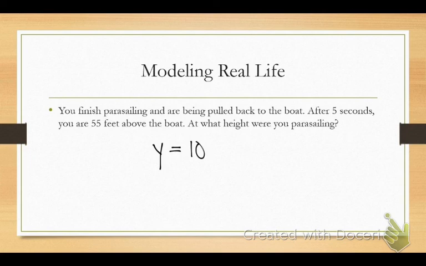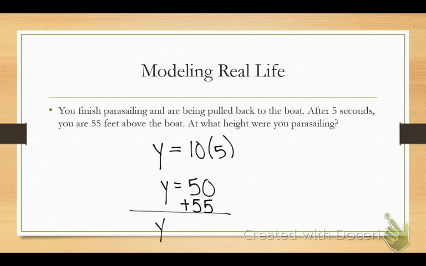And 5 seconds have passed. Okay, so I would just multiply. If 5 seconds have passed and it's dropping 10 feet per second, it has dropped 50 feet. Okay, but you are still 55 feet above the boat. So how high up were you to begin with? You would add that to what you already found, and your starting height was 105 feet. Okay, so that's just like the example from 4.7.